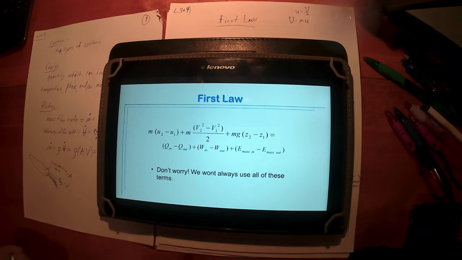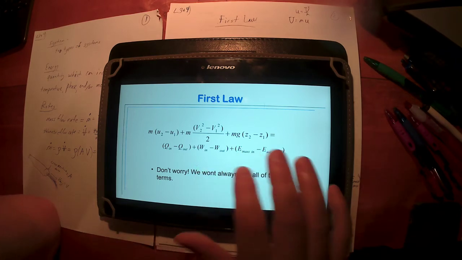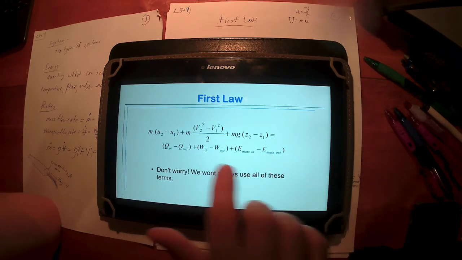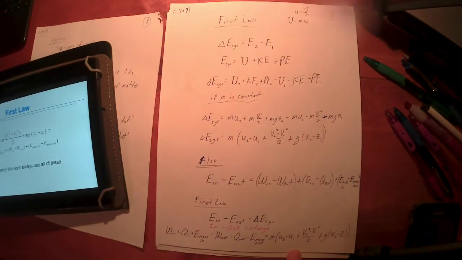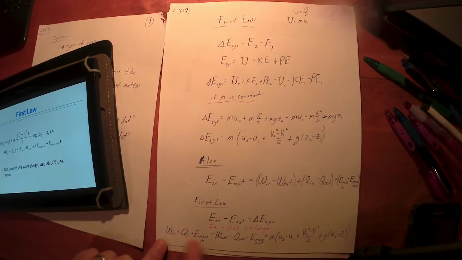One of our goals is to figure out which of these make sense for our system and which ones do not. Which one of these can I cross out as zeros? On this one line right here, how many equations do I have? One equal sign, one equation. So how many unknowns can I solve for from one equation? That's not a trick question. One unknown. So I can only solve for one unknown from this equation to solve a problem.